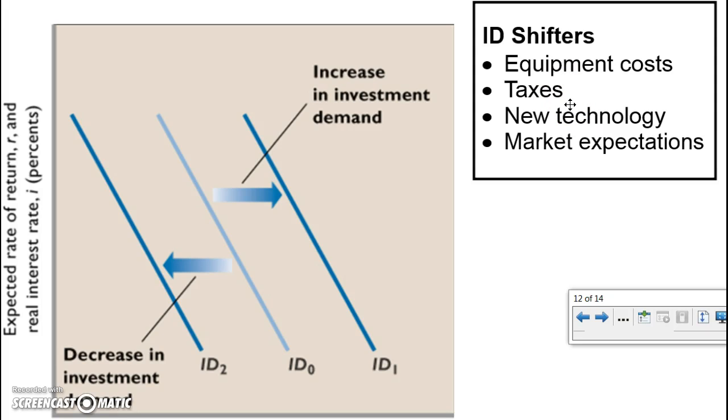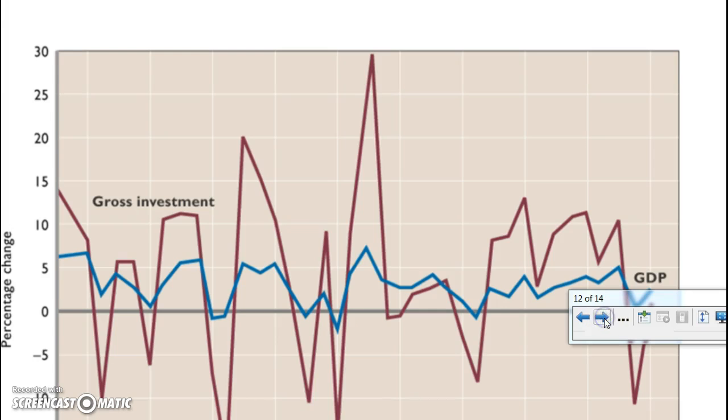A new technology could be introduced. When smartphones were first introduced, a whole lot of businesses went out and bought them, even at whatever the prevailing interest rate was. And also market expectations. If you think that a recession is coming, even if interest rates are low, you're not very likely to invest. But if you expect good times ahead, then you would be very likely to invest.